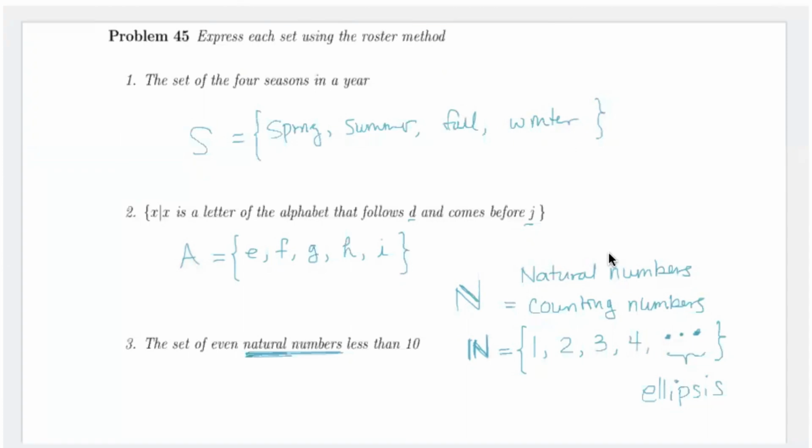Okay, notation. So even natural numbers less than 10: 2, 4, 6, 8, 10, and then begin and end set notation. So even natural numbers, write it out this way. Is this okay? We agree with this, Connor?